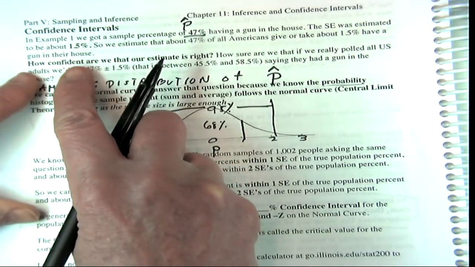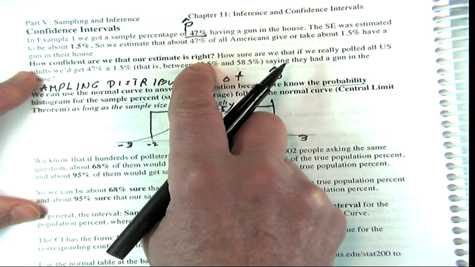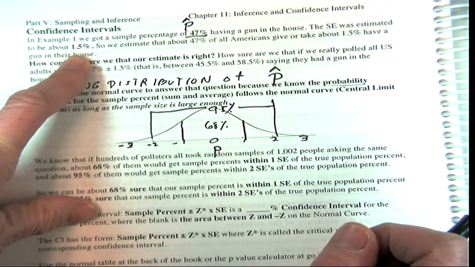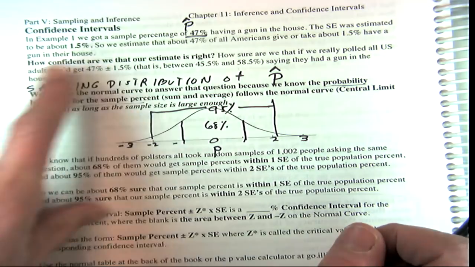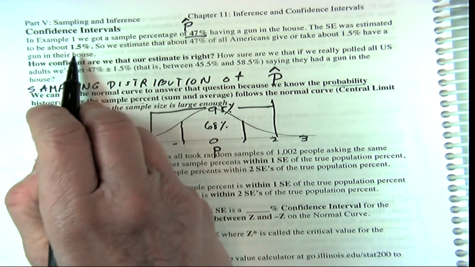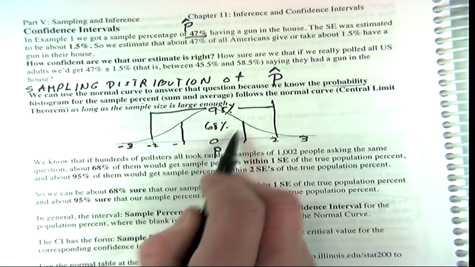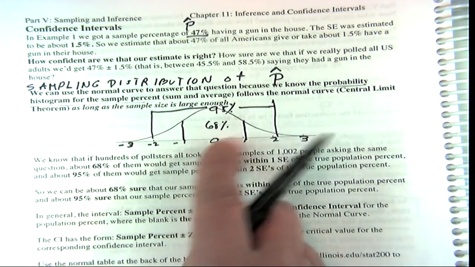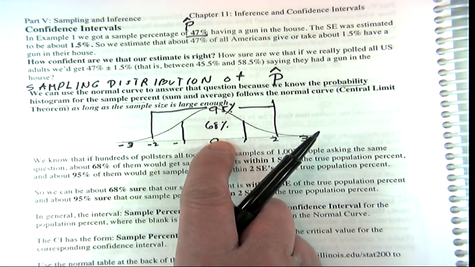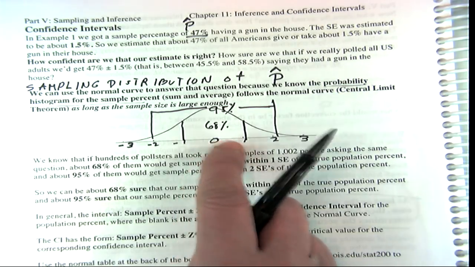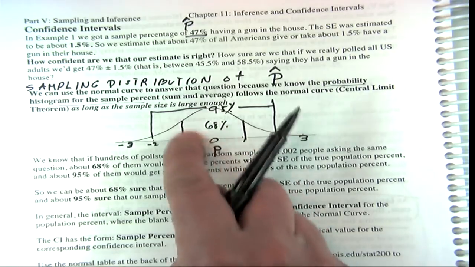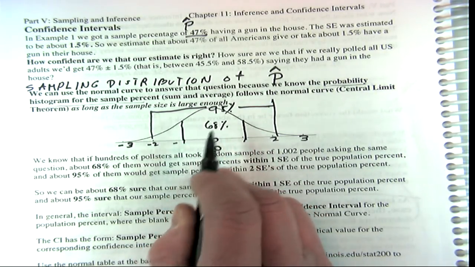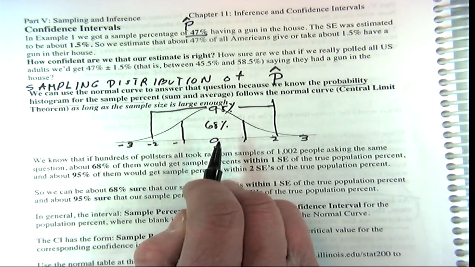So how confident are we that our estimate is right? If we have that standard error, we can say, okay, that's one standard error. So 68% of the time, we can be confident that our sample percent, this one that we see, is inside of here, because 68% of the samples are when we draw over and over and over again. So we're 68% confident it's in here, within one standard error in either direction of the true population percent.